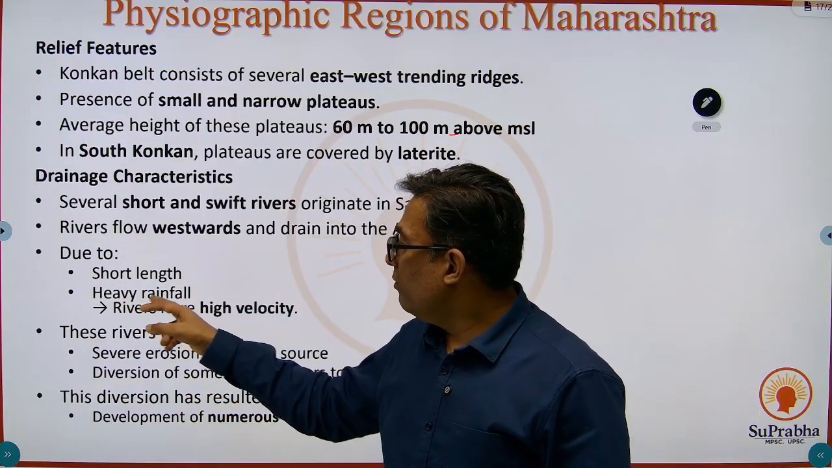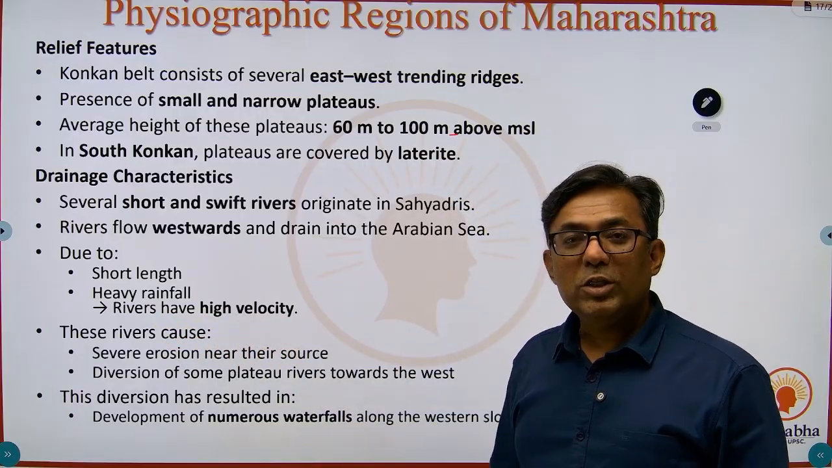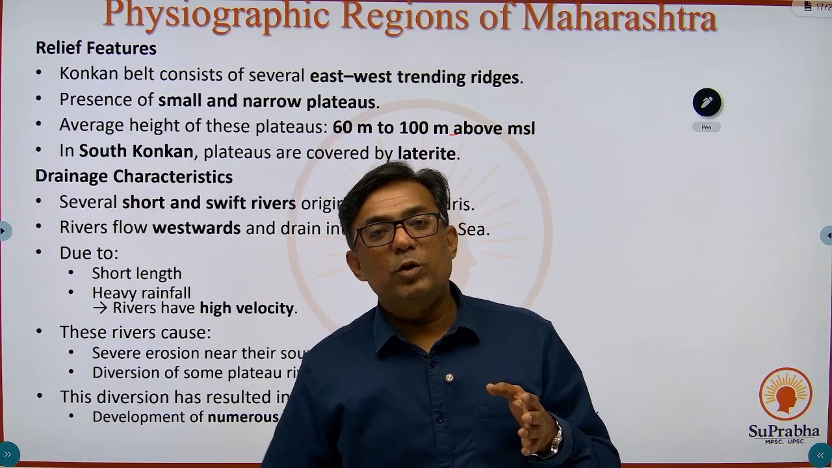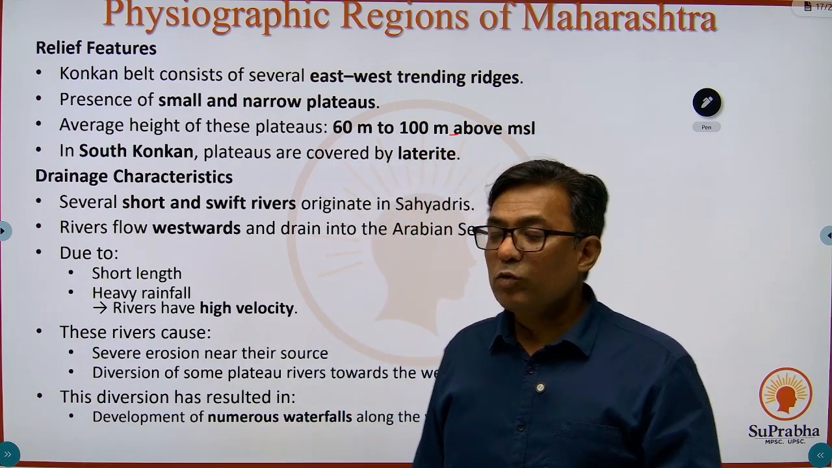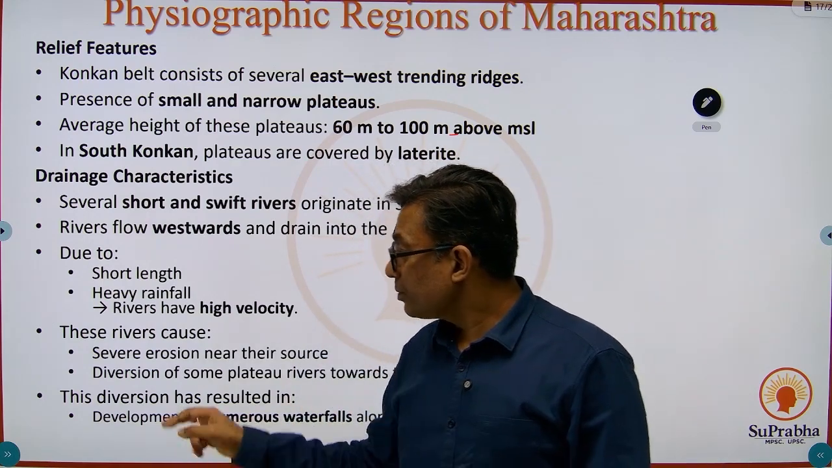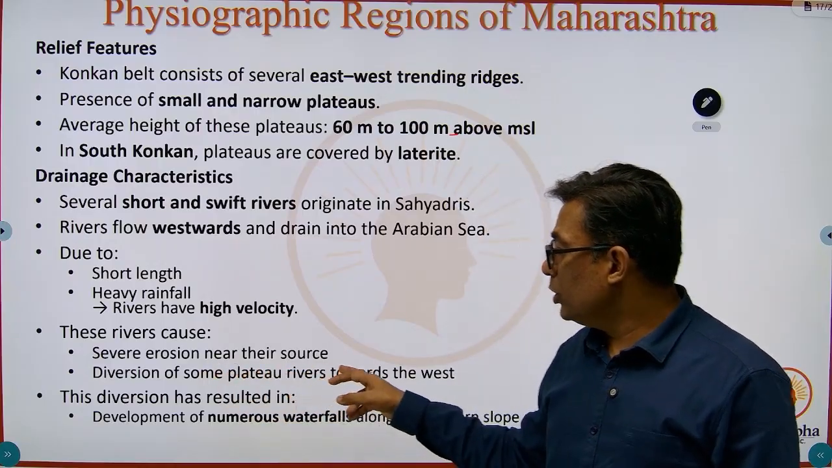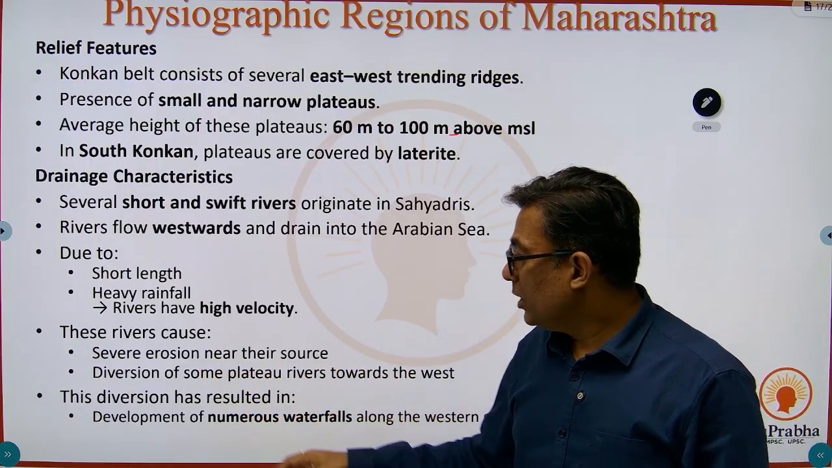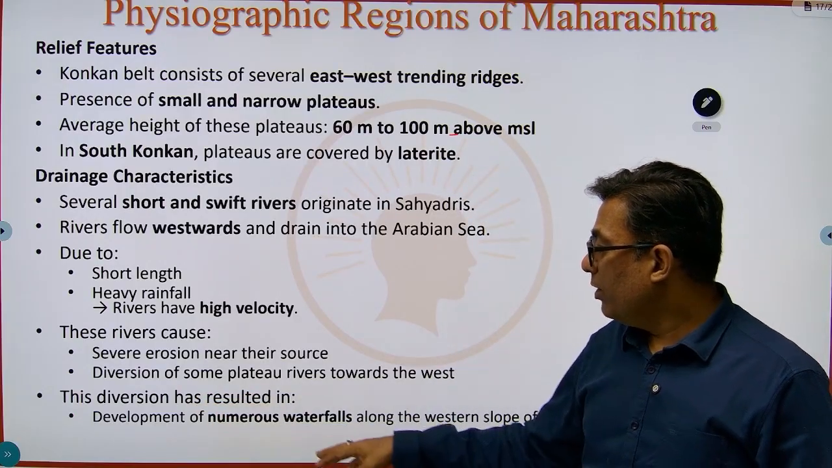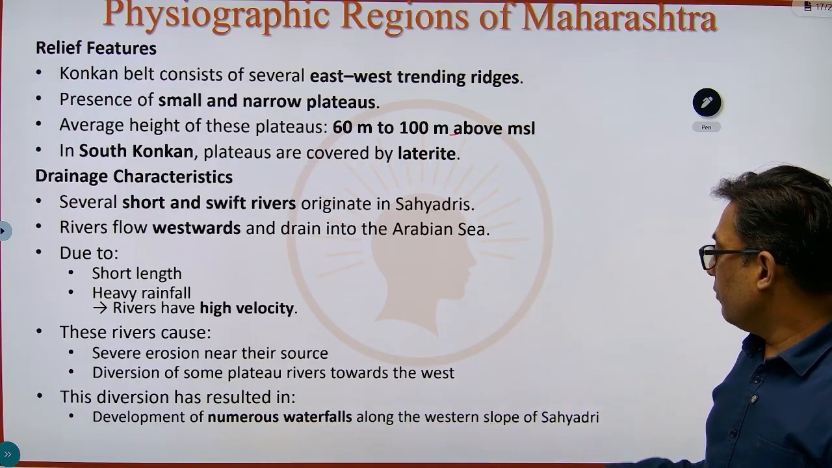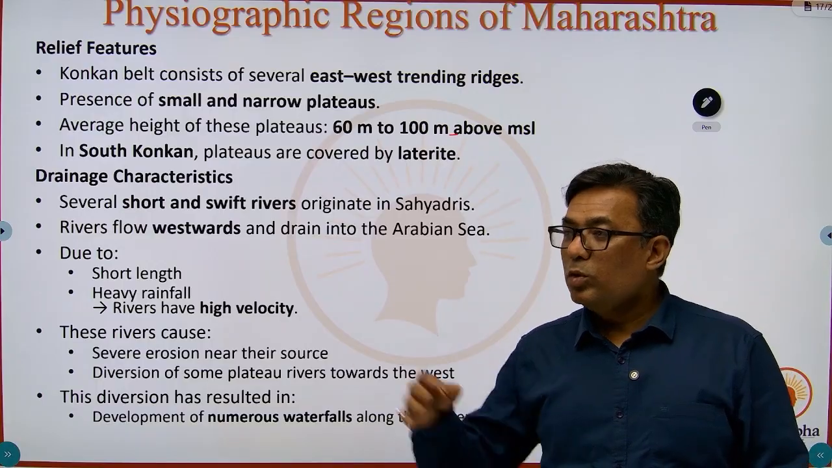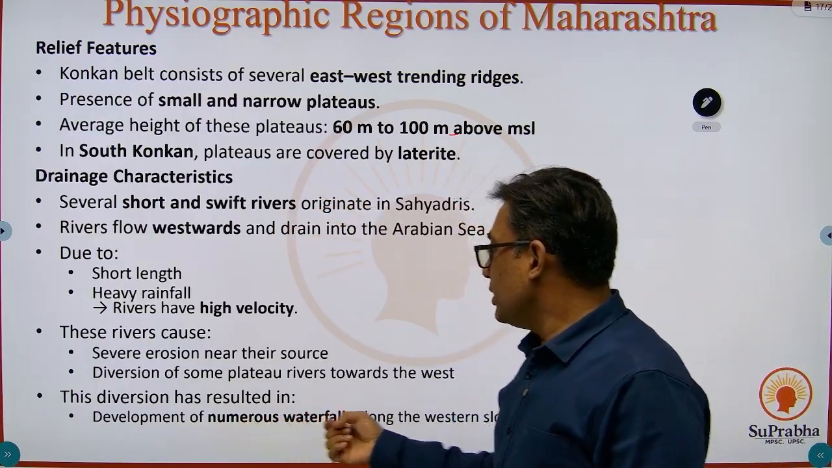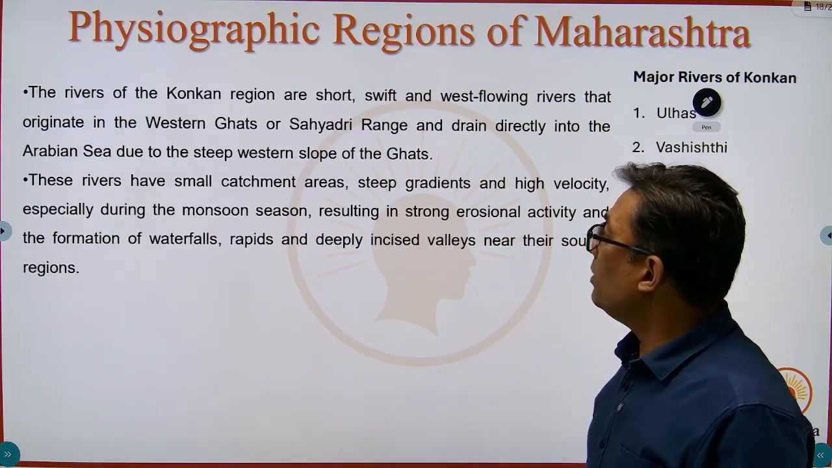Due to short length and heavy rainfall, the rivers have high velocity. So whatever material they bring in, they take into the Arabian Sea and deposit deep into it. Therefore, you don't have any delta formation along the western coast of Maharashtra. These rivers cause severe erosion near the source, and there is diversion of some plateau rivers towards the west. But this diversion has resulted in the development of numerous waterfalls along the western slope of the Sahyadri. So these rivers are falling over the plateaus, and that's the reason you have numerous waterfalls over there.